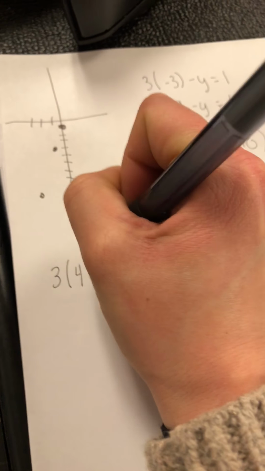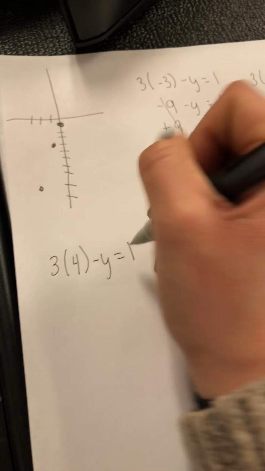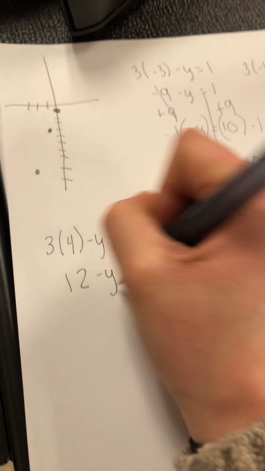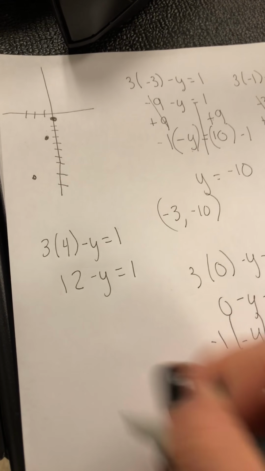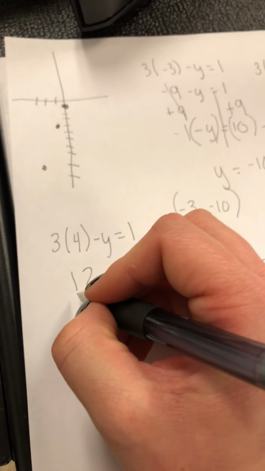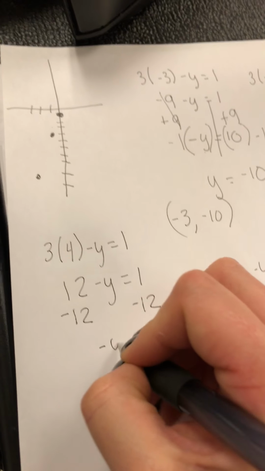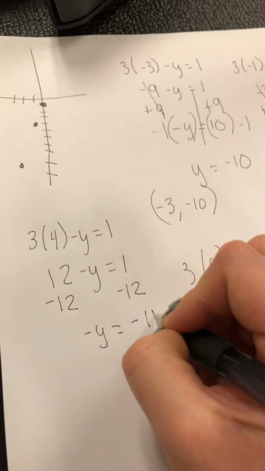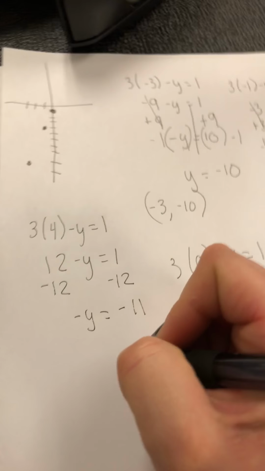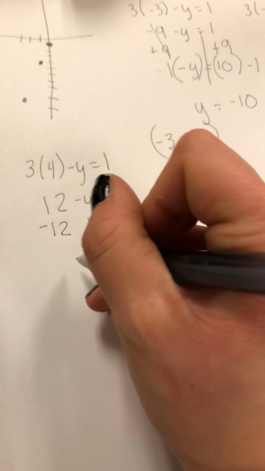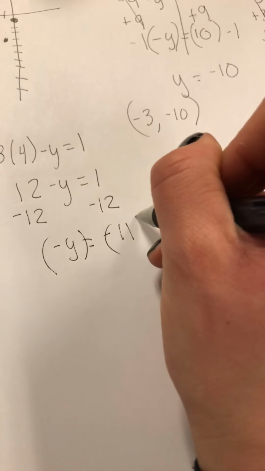So this is the last one I have to do. 3 times 4 minus y equals 1. 3 times 4 equals 12. Minus y equals 1. That 12 is a positive number, so I'm going to subtract 12. Subtract 12. -y equals -11 because 1 minus 12 is -11. Again, is -y close enough? Nope. Multiply by that -1.